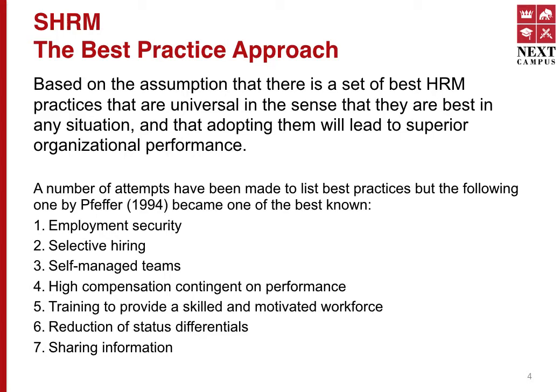Although quite a lot of scholarly writers have outlined various best practices of SHRM, Pfeffer has listed 7, which is one of the more popular lists. Pfeffer says that SHRM best practices includes the achievement of 7 aspects: employment security, selective hiring, self-managed teams, high compensation contingent on performance, training to provide a skilled and motivated workforce, reduction of status differentials, and sharing information.